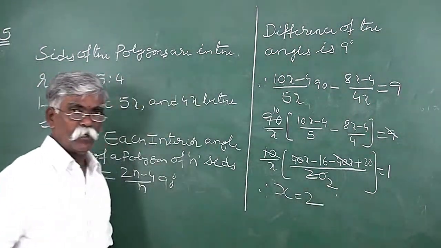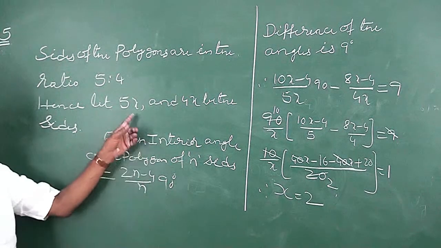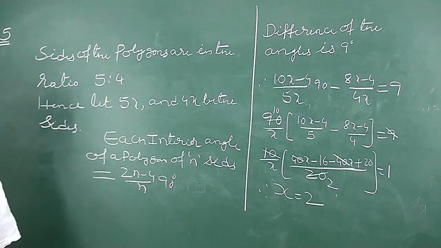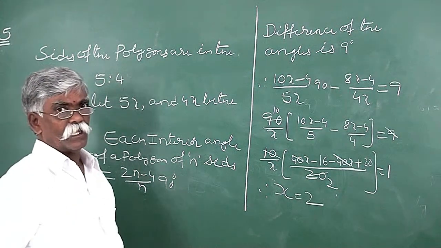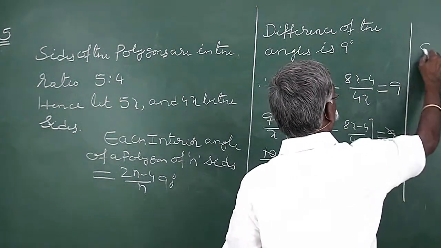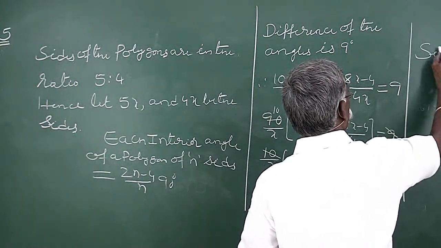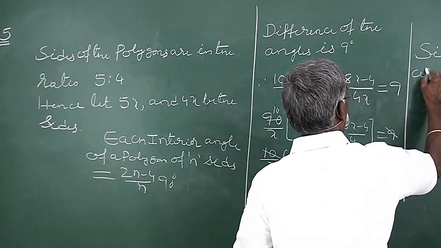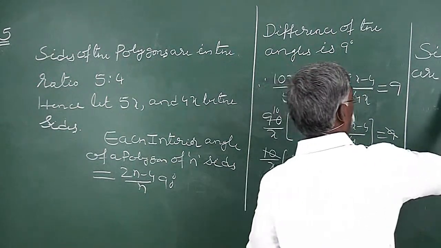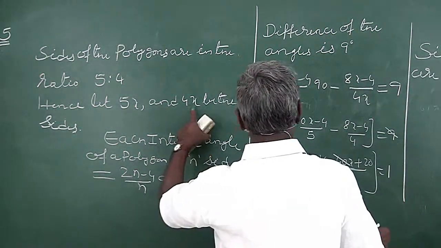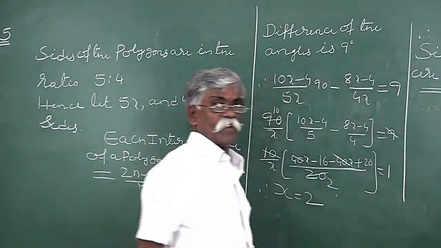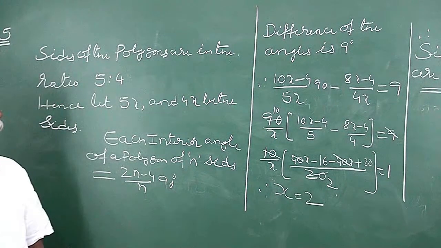When x is equal to 2, the first polygon will have 10 sides and the second polygon will have 8 sides. Therefore, the required sides are 10, next one 4x is 8. Therefore, the required sides are 10 and 8.